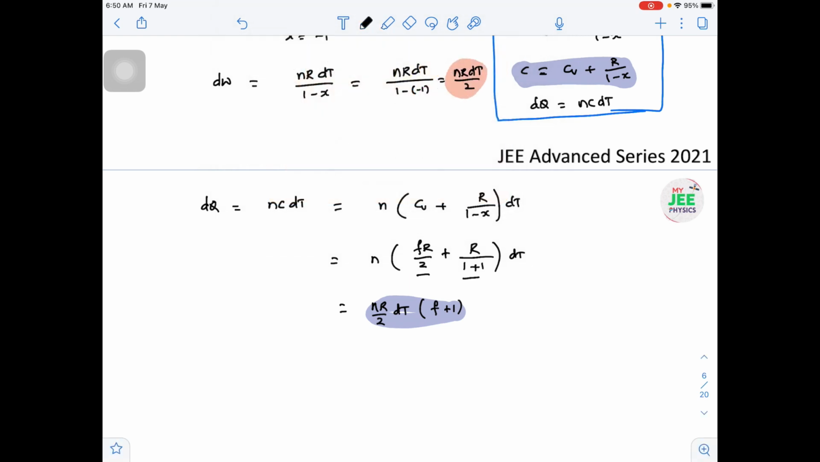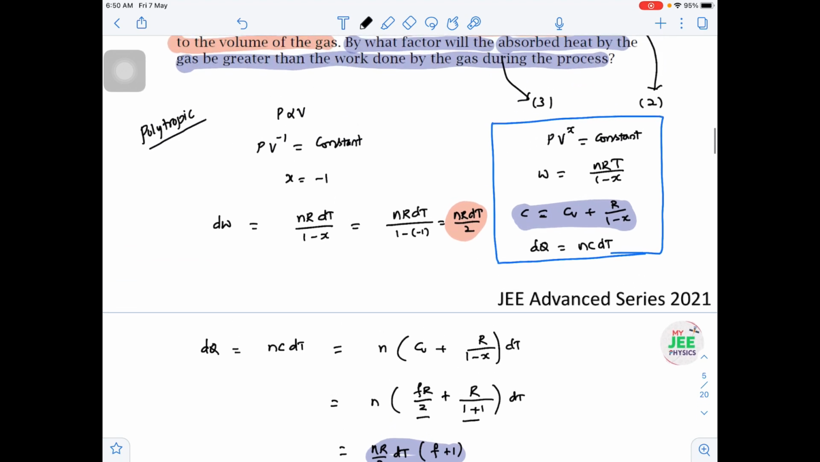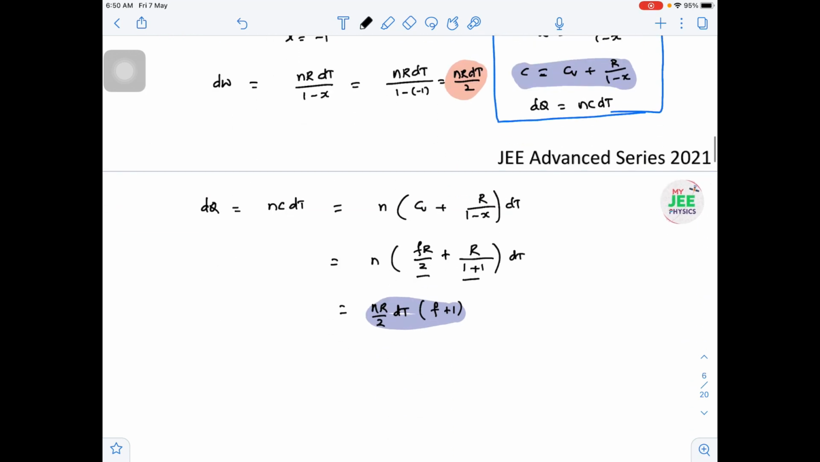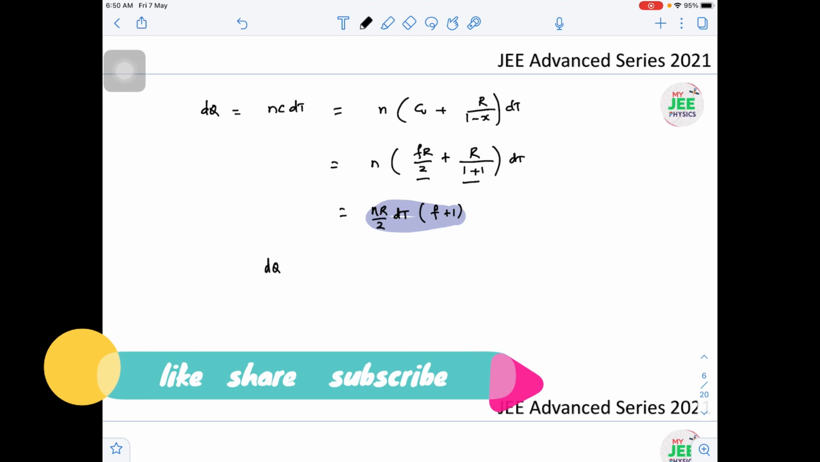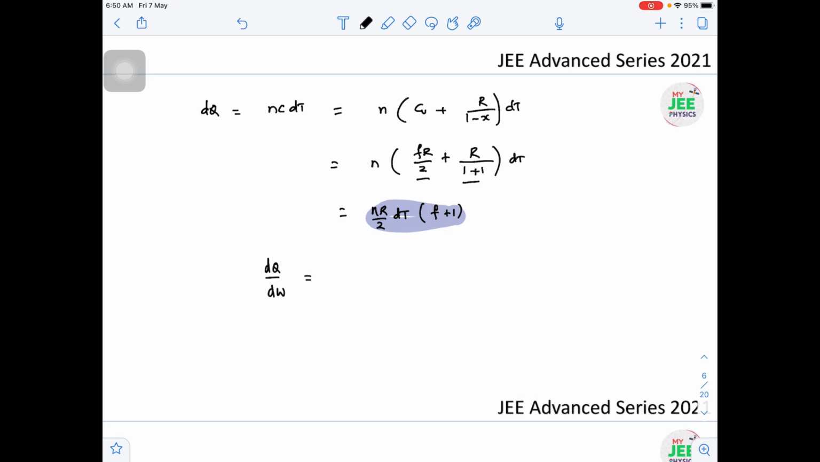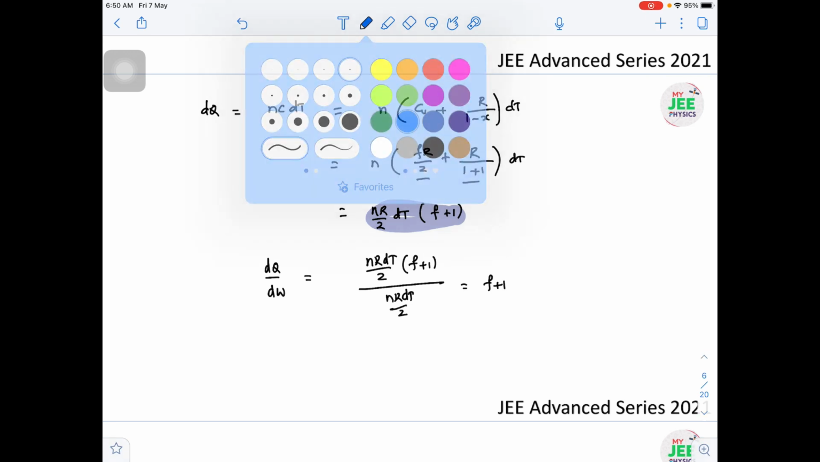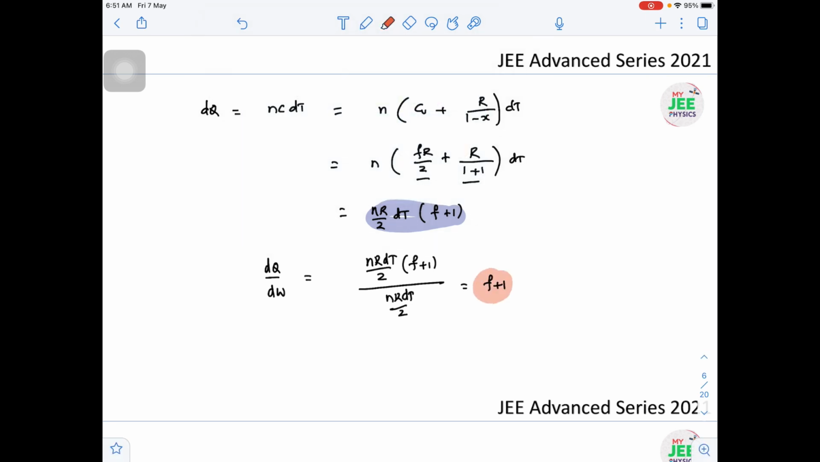They are asking for the factor, by what factor the heat absorbed by the gas is greater than the work done. So dQ by dW is equal to nR dT by 2 into f plus 1, divided by nR dT by 2. So automatically we get f plus 1. So the factor by which it is greater is f plus 1. This is the required answer.